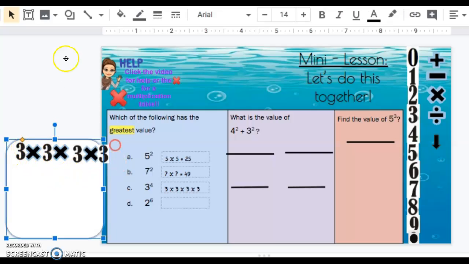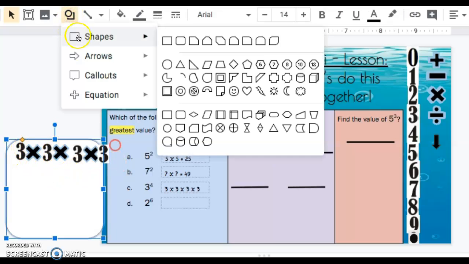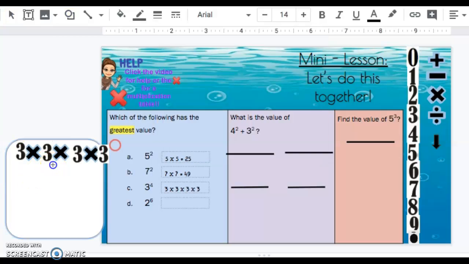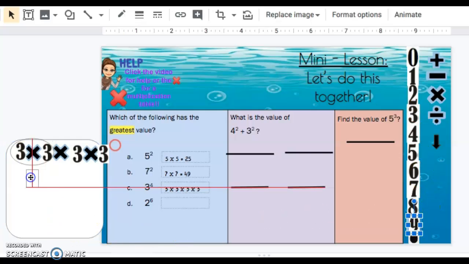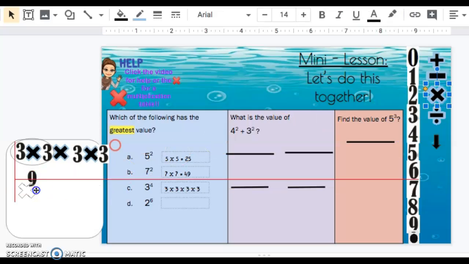So we look here, and I'm going to put a circle around my first set of 3s. I have to make the filling transparent. So you have 3 times 3, which we know is 9. So we have 9. And then we have that times sign right here, that has to come down. So we're going to times by 9.